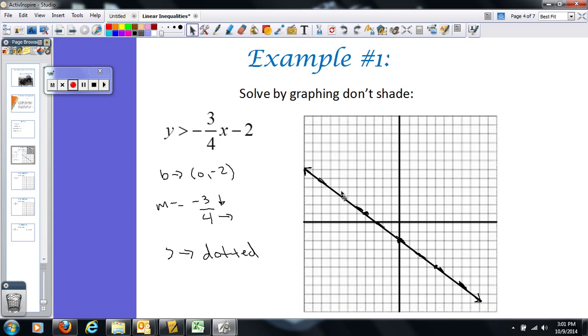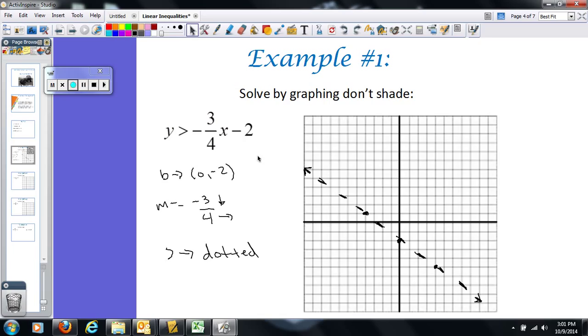Alright, and then, okay, so I have a dotted line now. So now, this is all I want to do for this one. We're not going to worry about the shading on here. I just want you to get used to seeing it graphed.